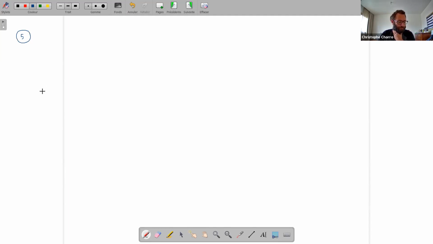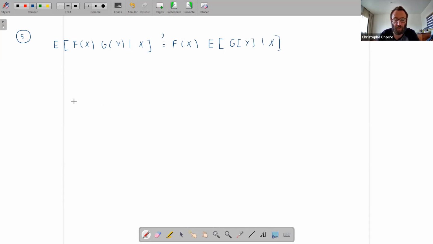Okay, so I want to prove that under good conditions, the conditional expectation of f(x) j(y) given x is equal to, but I can remove what I know. That is, if I am given x, I know x, so I can remove a function of x from the conditional expectation. So let's do the job.